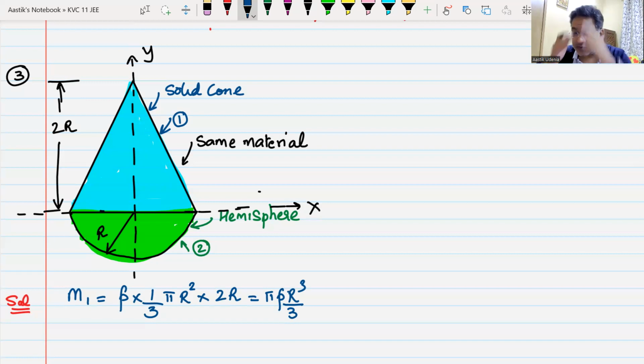To find out the mass of the entire cone, area will not do anything. If it was a hollow cone, then you would have to use the area anyways.